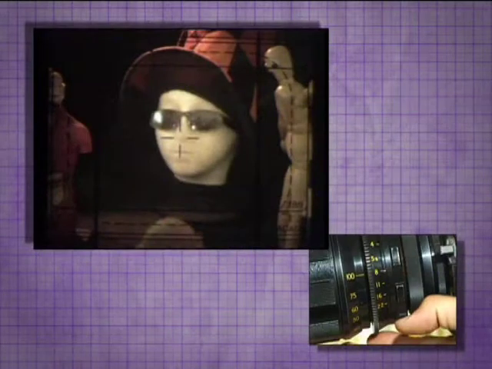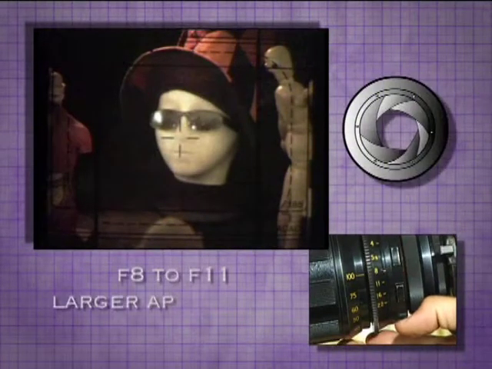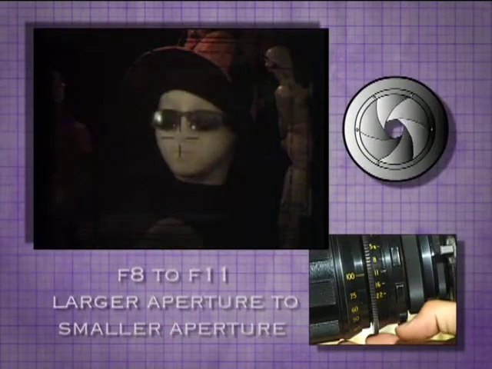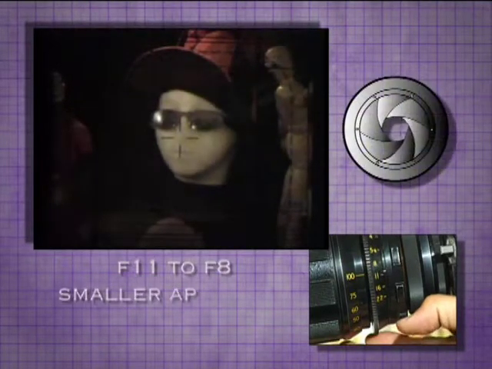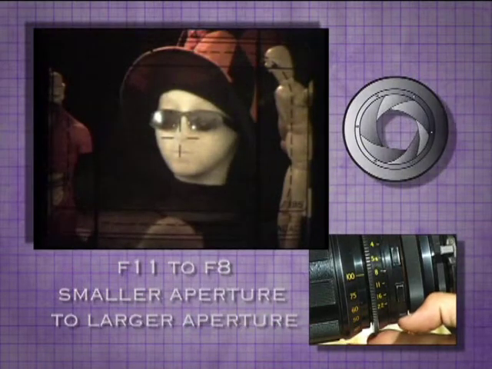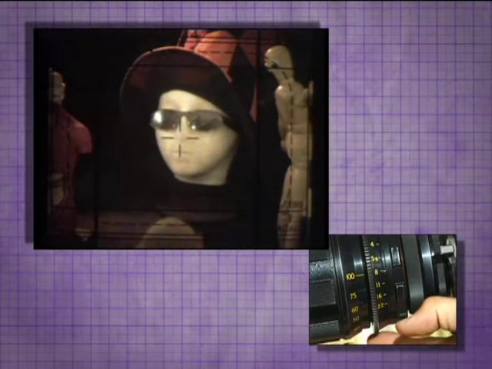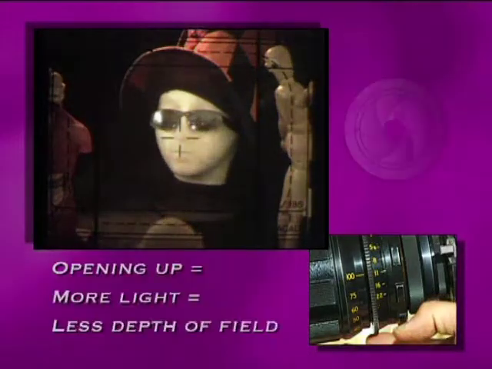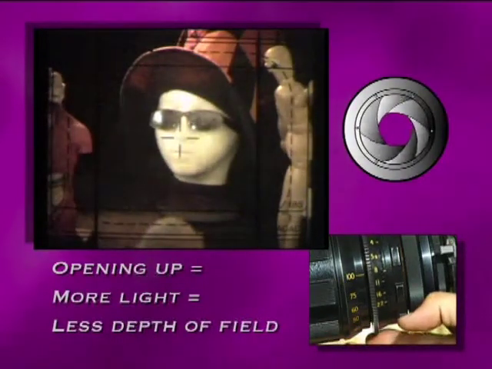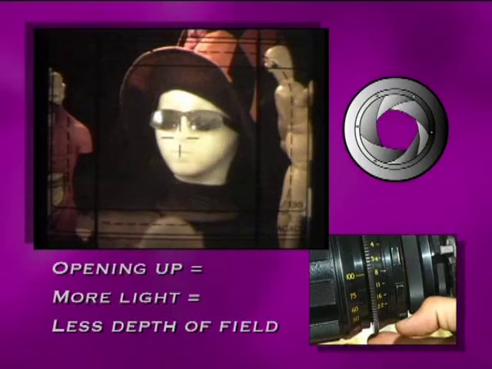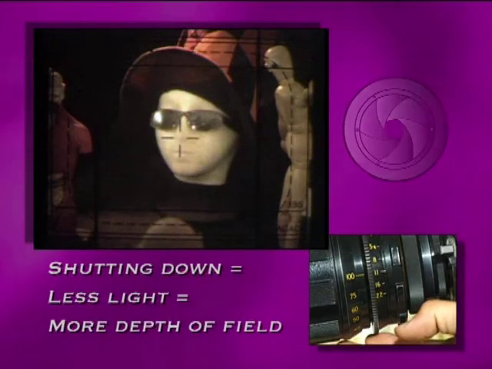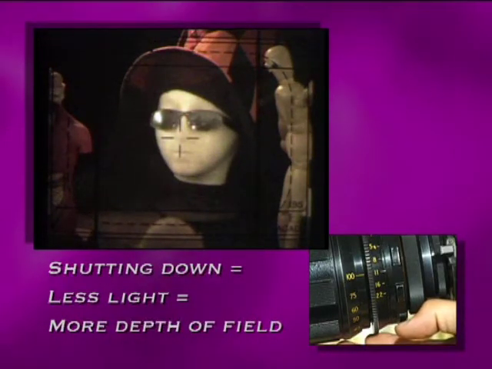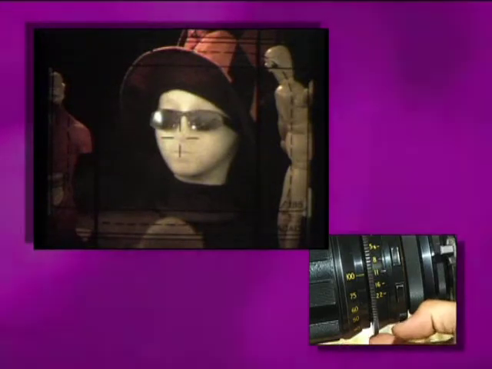Each change from a low f-stop to a higher f-stop is equivalent to halving the amount of light falling onto the film or CCD. Each change from a higher f-stop to a lower f-stop is equivalent to doubling the amount of light in the shot. So if you were to open up the lens by one stop, for instance, you would be doubling the amount of light you're letting onto the film. If you were to shut down the lens by one stop, you would be halving the amount of light that you're letting onto the film.